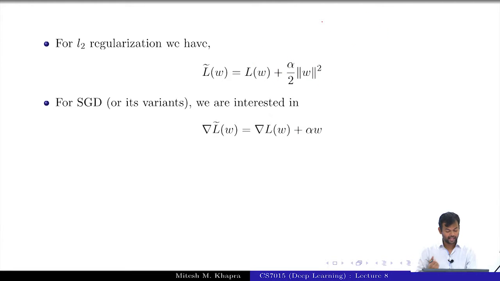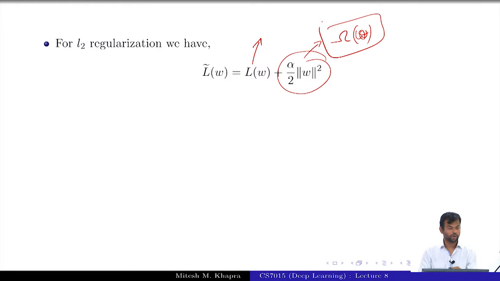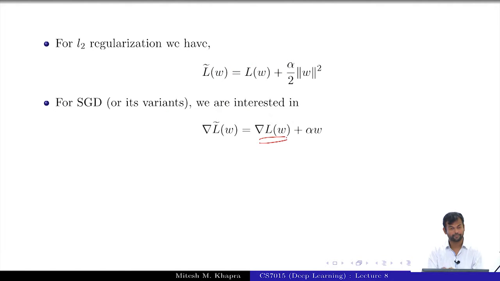Fine. And now for SGD, what would I need for gradient descent? Just in case you have forgotten what GD is. What do we need? Nothing, we have done it already. The gradient of this is a sum of the derivatives of the two quantities, of which you know one, right? You know this already. And what's the other one? Alpha W, right?